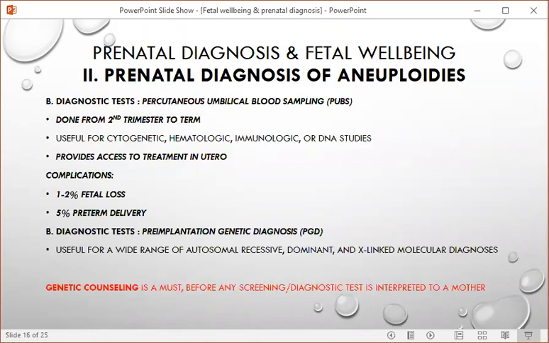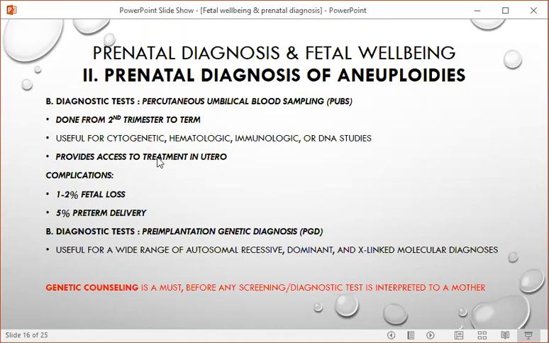And then coming to the diagnostic tests, percutaneous umbilical cord blood sampling. This is the third test which we usually do. This is usually done in the second trimester to term. And this is useful for both diagnostic and therapeutic purposes. It is usually used to detect hematological and immunological abnormalities in the baby.